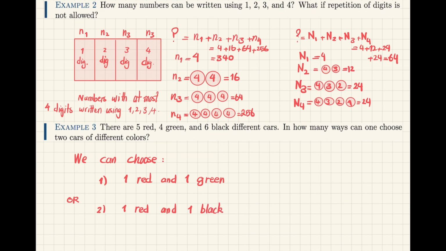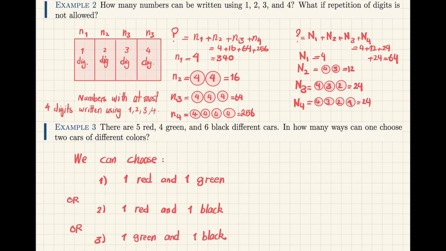The reason that I am writing is because I want to tell you something. Or 1 green and 1 black. Could you just do 5 times 4 plus 5 times 6 plus 4 times 6? Yeah, exactly. That is the answer. It becomes 74. Yes, that's the correct one.